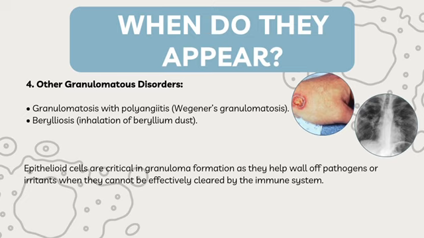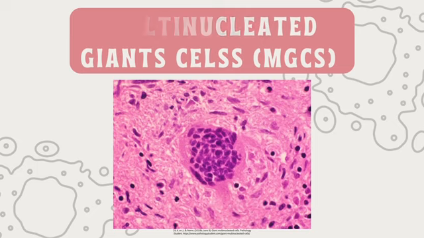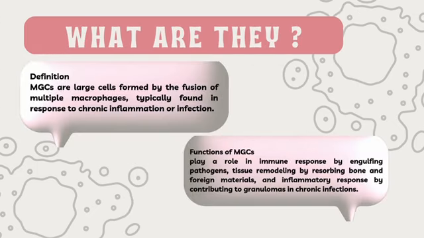Epithelioid cells are critical in granuloma formation as they help wall off pathogens or irritants when they cannot be effectively cleared by the immune system. Next is multinucleated giant cells. Multinucleated giant cells, or MGC, are large cells that form through the fusion of multiple macrophages. They are commonly found in response to chronic inflammation or infection. These cells play a significant role in the immune system by engulfing pathogens and remodeling tissue. They contribute to granulomas, which are structures that form during chronic infections or inflammations.